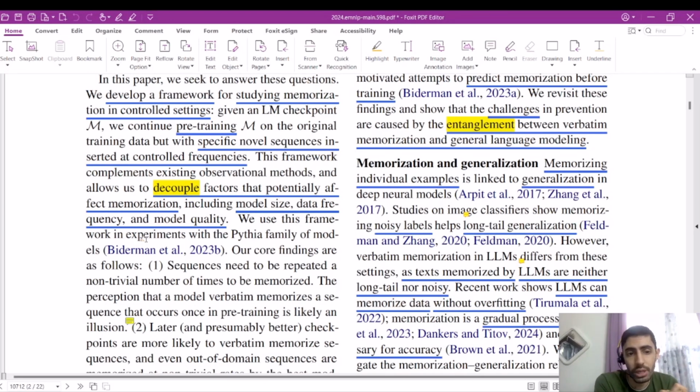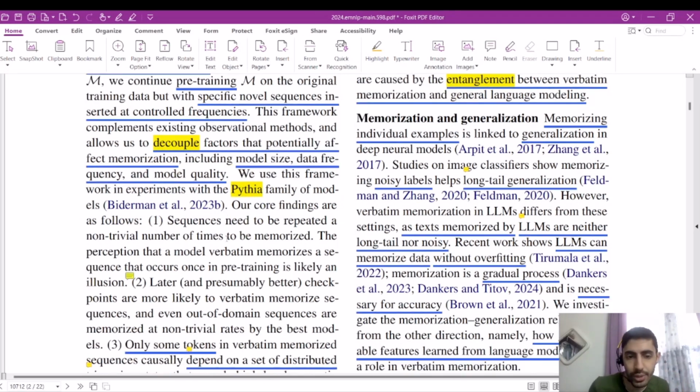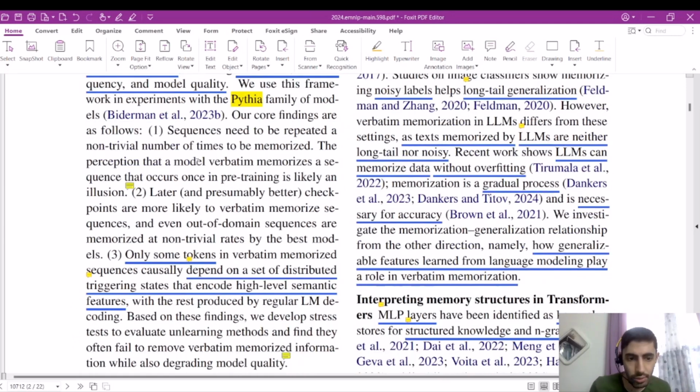We use the framework in experiments with the large language model that is used for this research. It is open source, of course. Our core findings are as follows. These are the three core findings that they have reached. I explained some of them in the abstract.